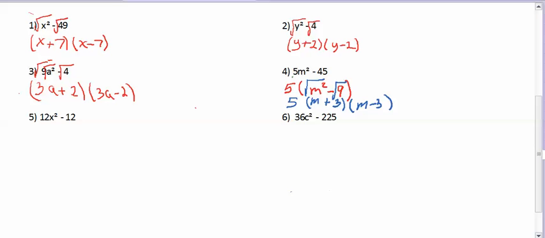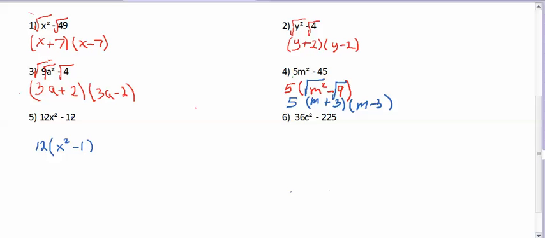Okay, number 5. Now, there's no perfect square of 12, because remember it has to be two numbers, the exact same numbers that multiply together to give you 12, and there's no two numbers that are exactly the same that would give me 12. So therefore, I have a 12 here and 12 here. Can I take the 12 out and get x squared minus 1?